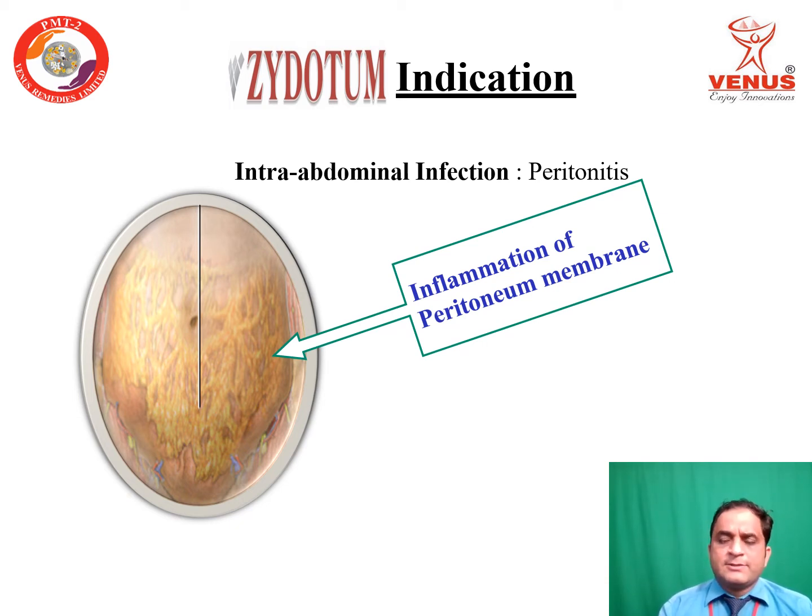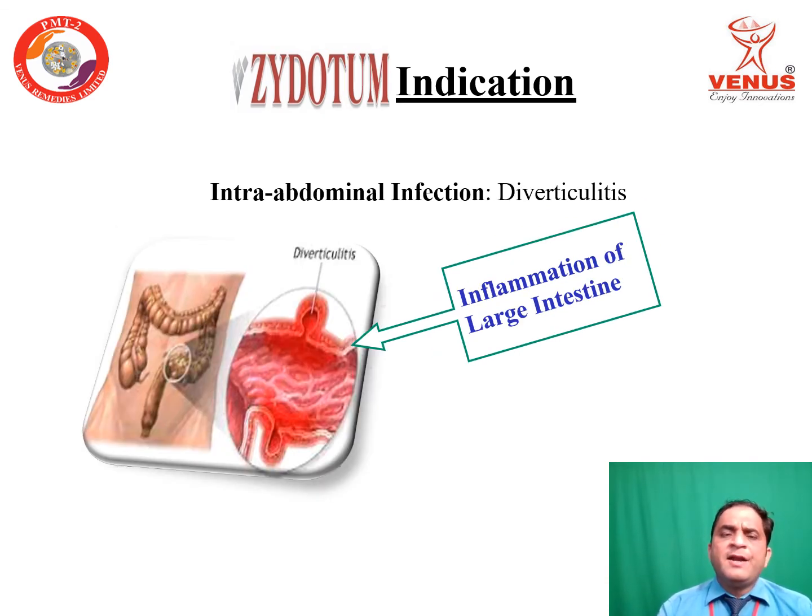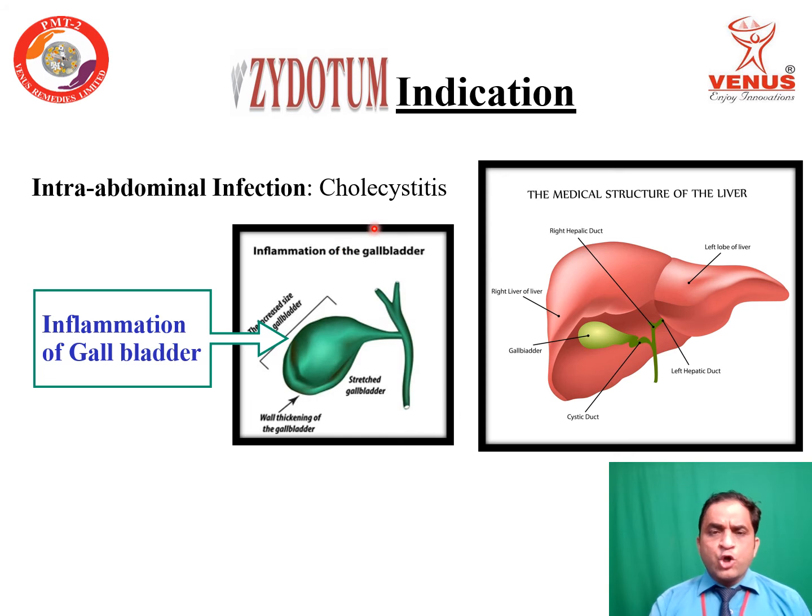that is called peritonitis. Then diverticulitis. Diverticulitis is an inflammation or infection of the large intestine. This is the image of the large intestine, and this is the image of diverticulitis. Here some part of the large intestine gets inflammation or infection. So that is called diverticulitis. Then cholecystitis. Cholecystitis means inflammation of the gallbladder.